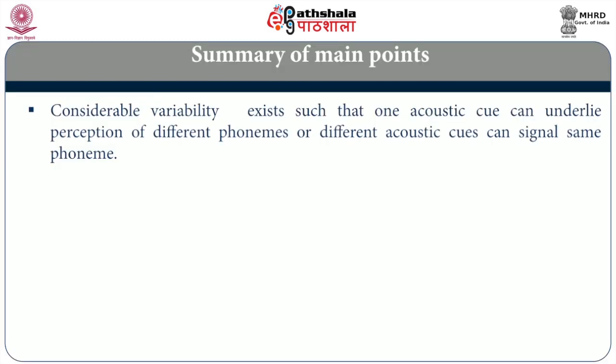So, this brings me to the summary of my lecture today. There are just 4 or 5 points. I will just repeat that. There is considerable variability among acoustic cues that underlie perception of different speech sounds. That is, there is no one acoustic cue relating to one phoneme and the other way around also. You can have one phoneme with many acoustic cues, or one acoustic cue for many phonemes. So, there is a lot of variability.